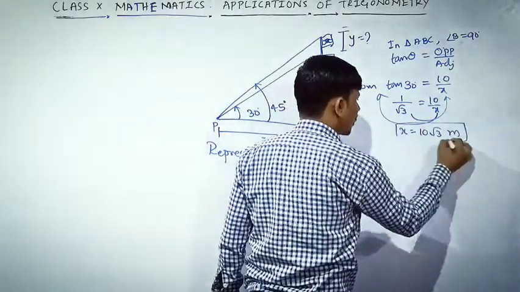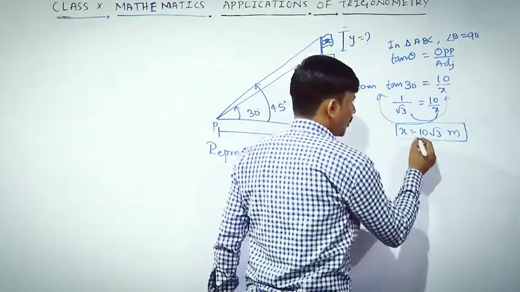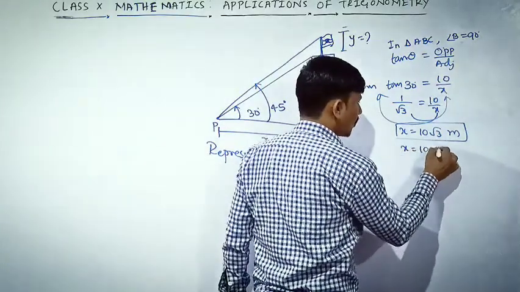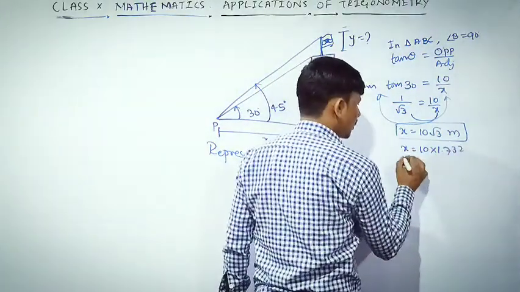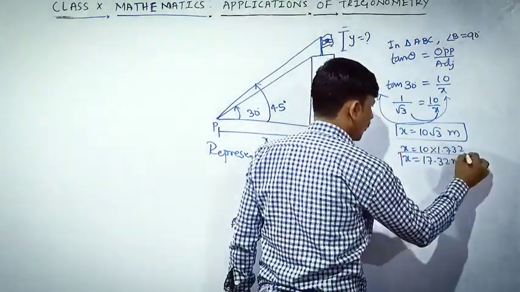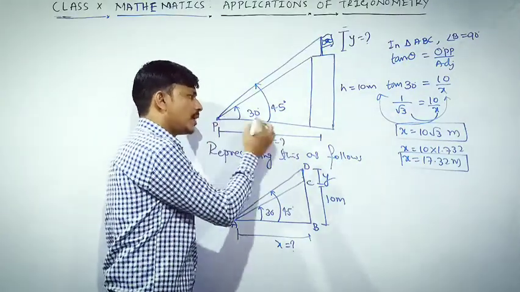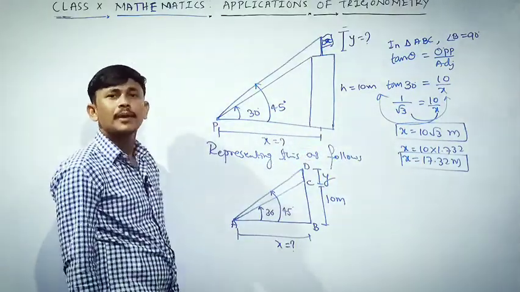If they give the root 3 value, put it in. The value is 1.732. x is equal to 10 into 1.732. Answer: x is equal to 17.32 meter. What is this? Distance from the point to the base of the building.